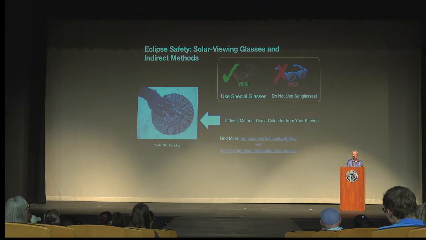The other thing you can do, you don't need any equipment, interlace your fingers. The light will shine through the interlaced fingers that are acting like pinholes, and you'll get little crescents projected on the ground.